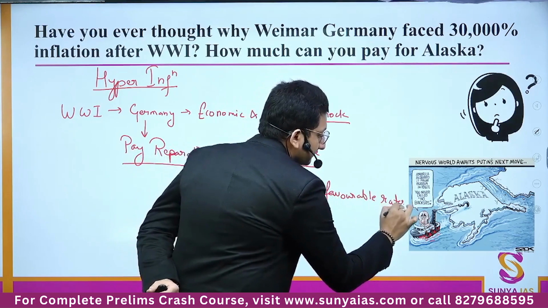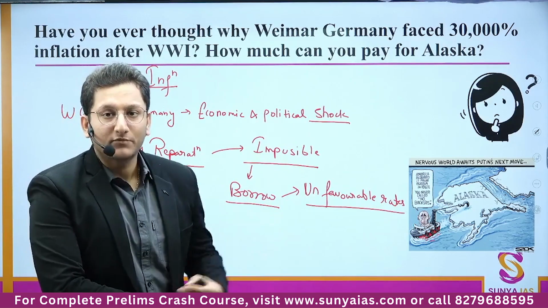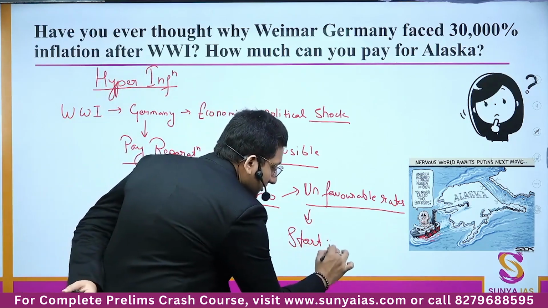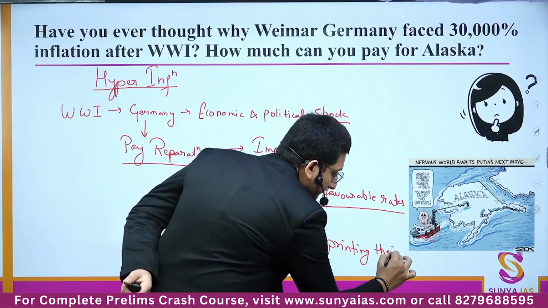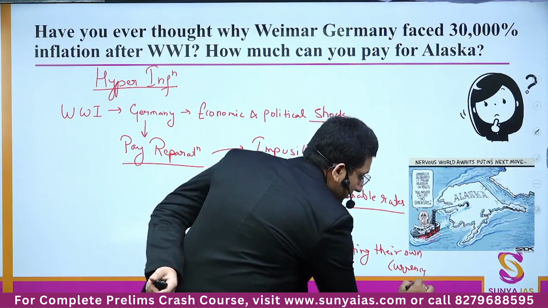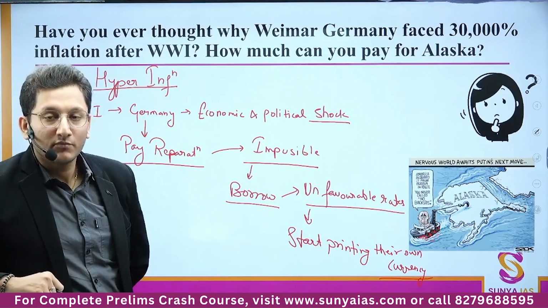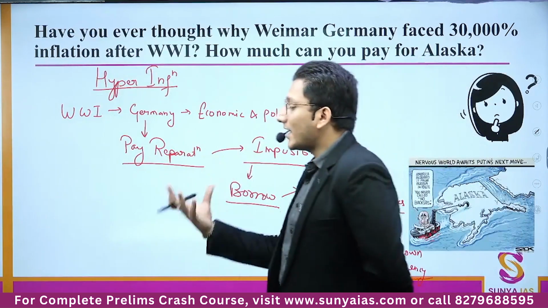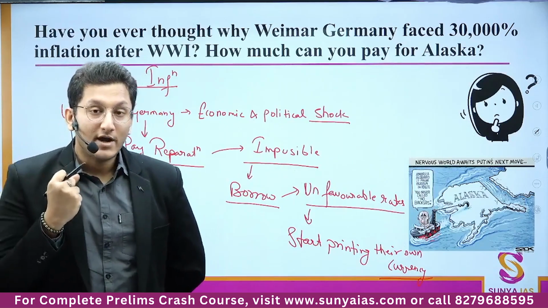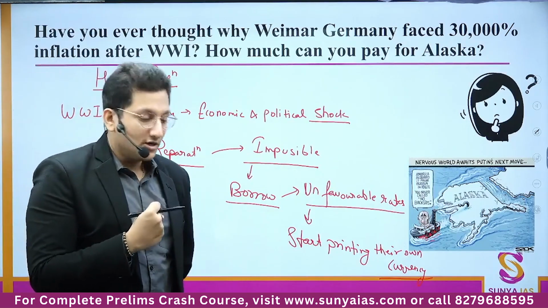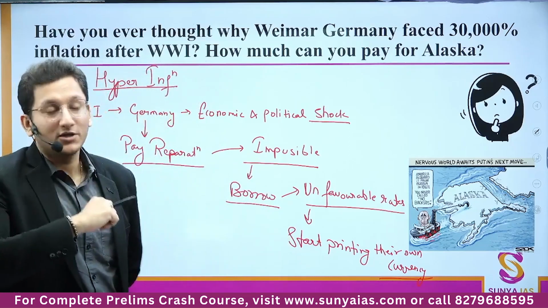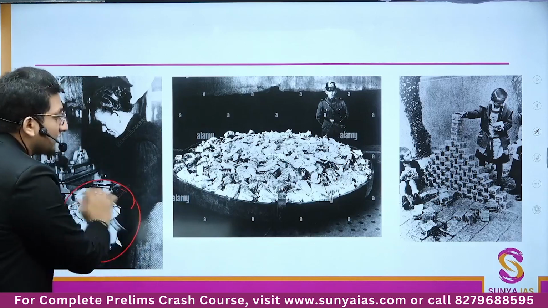So they had to borrow at unfavorable rates, due to which they started printing their own currency to make up the difference. Getting it? Due to this, hyperinflation suddenly got a grip on Germany's economy. In that period, most Germans started burning cash, because it was cheaper to burn cash than to buy wood with that cash. Now let's see these pictures, how the cash is being piled up because it holds no value.